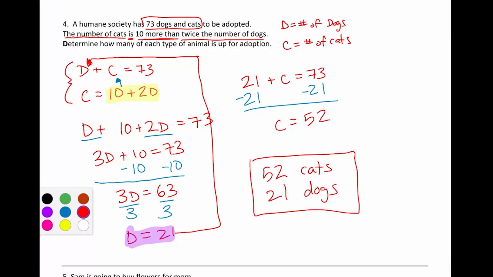On word problems like this, it's not a bad idea to go back and check your answers to make sure they make sense with the equations you originally wrote. So with the first equation, we said they added up to 73, and yeah, if you add these up, they do add up to 73. And let's test the second equation. If we double the number of dogs, that'd be 42, plus 10 is 52. So that one checks out as well. That gives us a pretty high degree of confidence we got this one right.